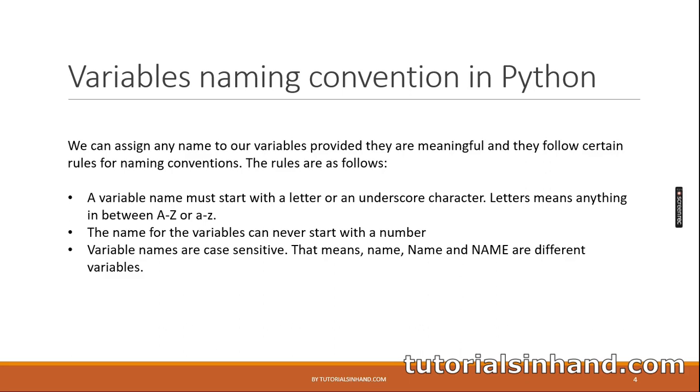Third, variable names are case sensitive. That means small name, capital N name, and completely capitalized name are different variables. Okay, so this is a very important point in Python, that variable names are case sensitive. So when you name a variable, put meaningful names and don't write names which have the same pronunciation but have alternate capital and small letters. This will create a great chaos.